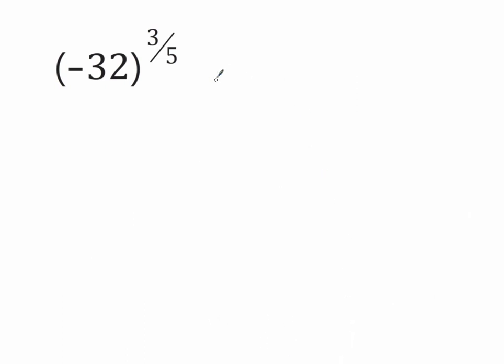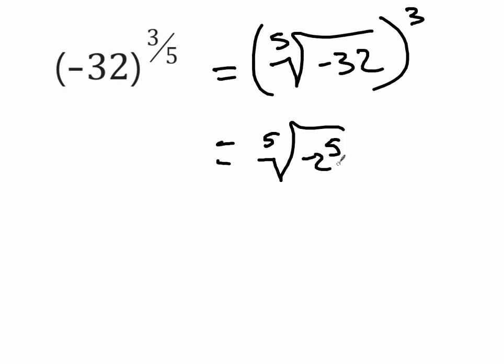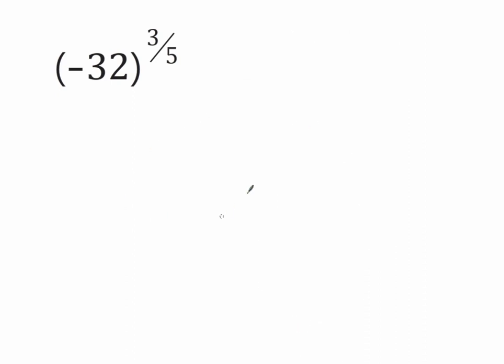Another way that I could have done this is I could have written it as the 5th root of negative 32 cubed. And this would be a little bit easier in radical form, because the 5th root of negative 32 is the same thing as the 5th root of negative 2 to the 5th, and then all of that cubed. Well, the 5th root of negative 2 to the 5th is negative 2, and then cubed, which is equal to negative 8. Okay, so that's the solution to this.